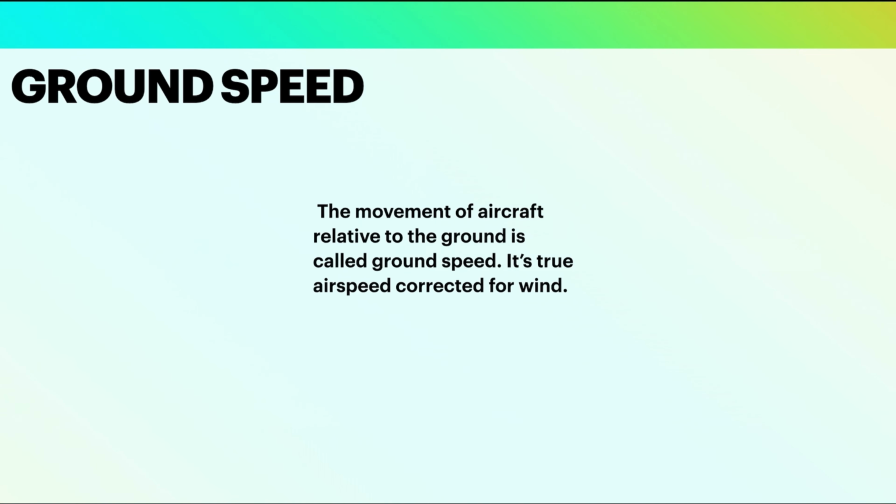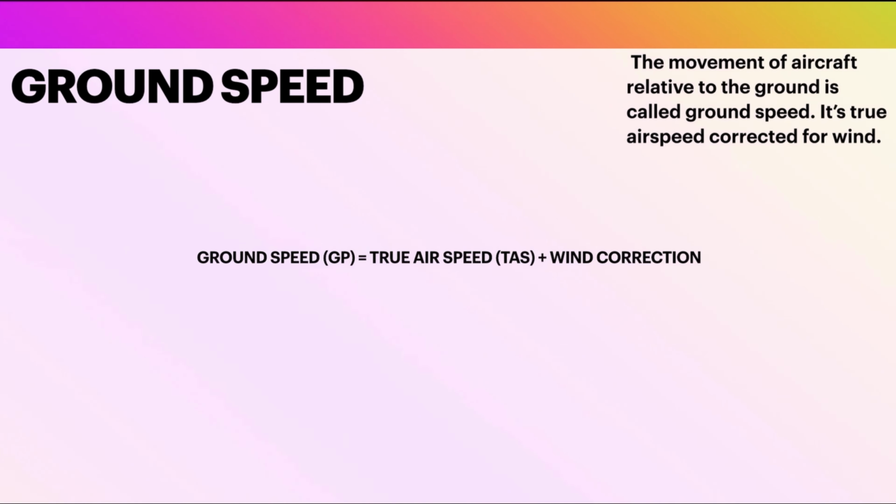So, the next is ground speed. The movement of the aircraft relative to the ground is called ground speed. It's the airspeed corrected for wind. So the expression for this is: ground speed is equal to true airspeed plus or minus wind correction.